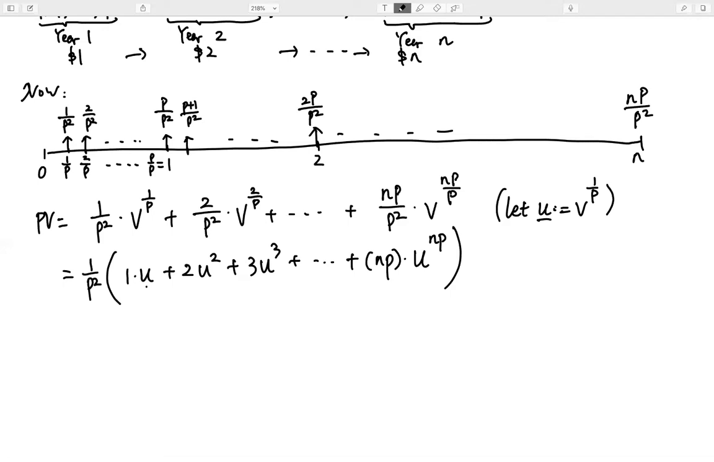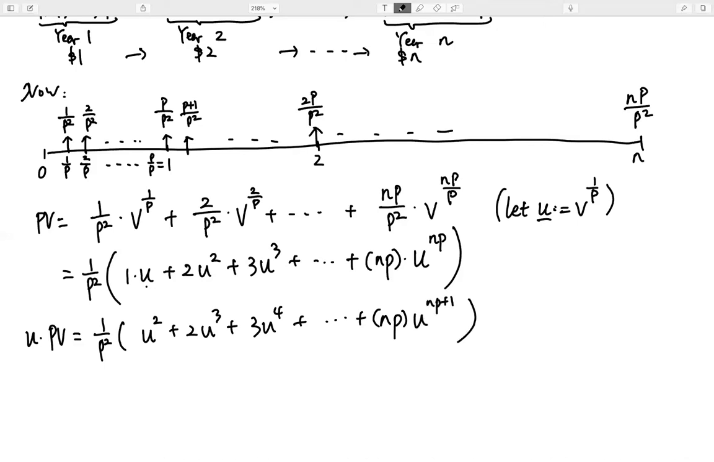This is what we studied before, but of course, if you want, you can also apply the usual trick. That means you can multiply by U on both sides. Then this becomes U squared, 2U cubed, 3U to the fourth, all the way to NP times U to the NP plus 1. So now you would know what I would do next, right? It's basically subtracting one from the other. I get 1 minus U, leave my factor out, and do the cross.